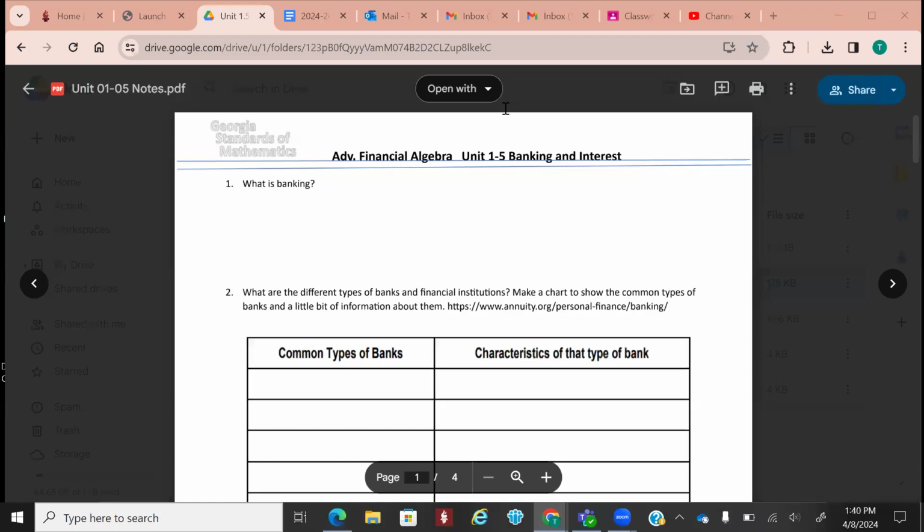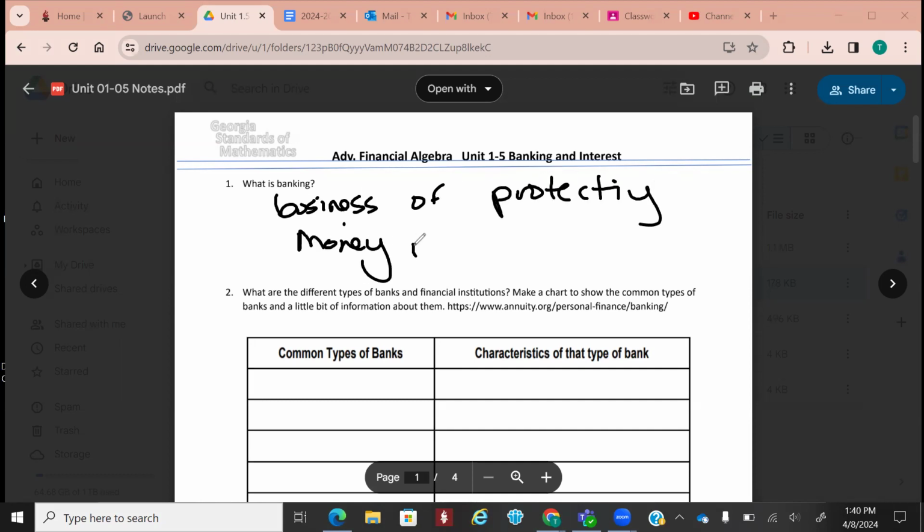So this is 1.5. Again, make sure that you do the practice problems on the quizzes. That prepares you for the actual test. So what is banking? Banking is the business of protecting money for others.